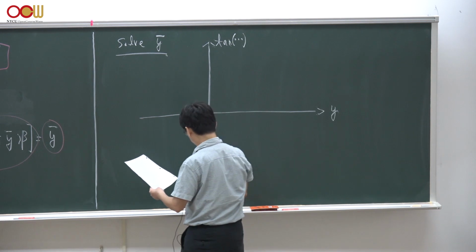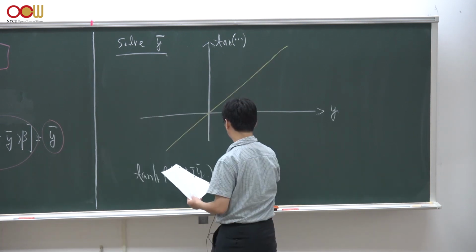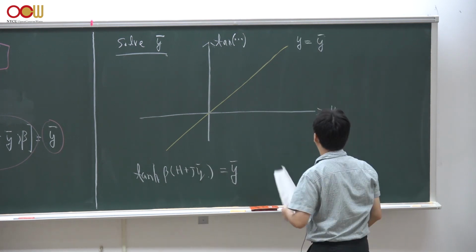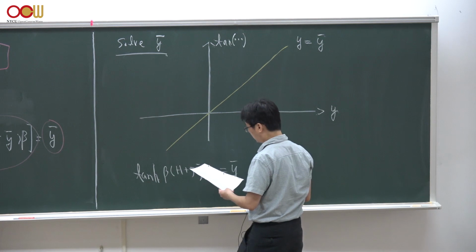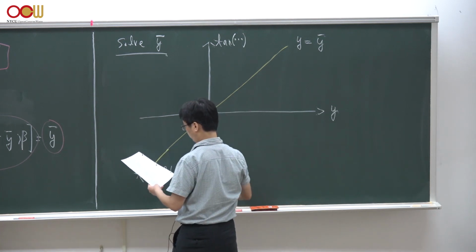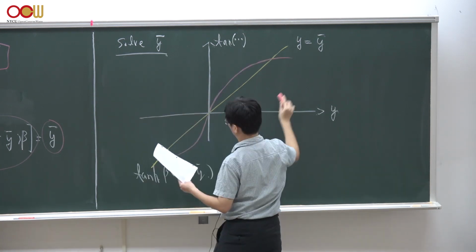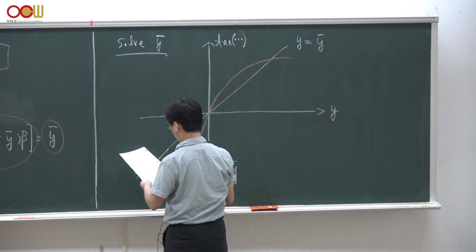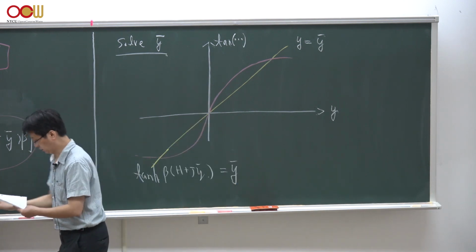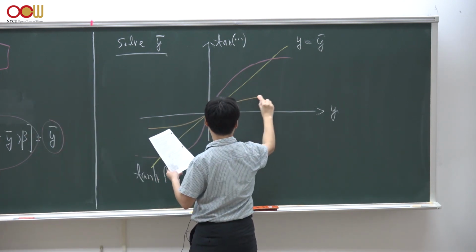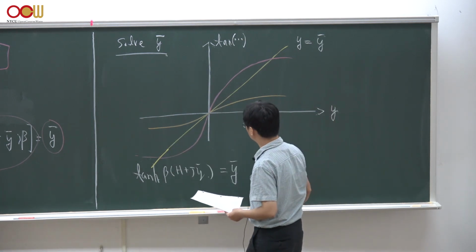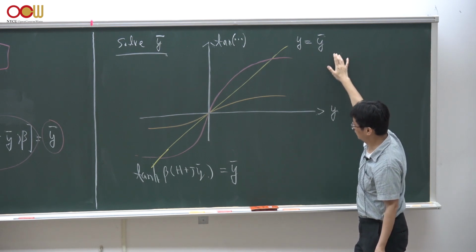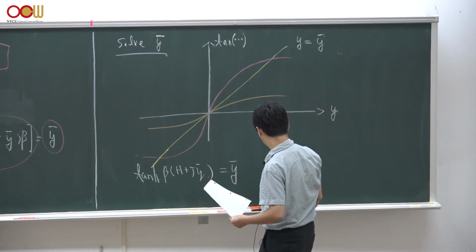Suppose this is the line which shows that this is y bar. So the yellow line represents the function which is y bar, and the hyperbolic tangent function is indicated by the dashed line here. So this is the hyperbolic tangent function, one possible solution, and another is something like this. So you want the intersection between these two curves. Y is equal to y bar, and the other is that y is the hyperbolic tangent function.